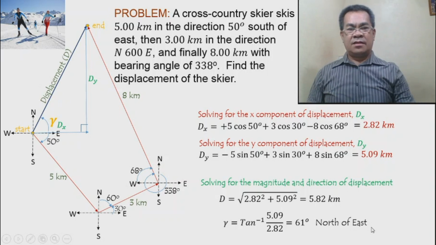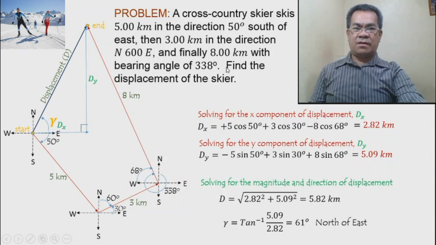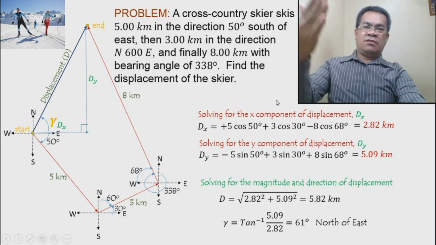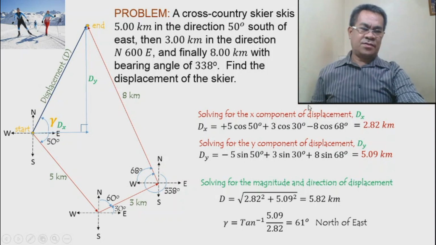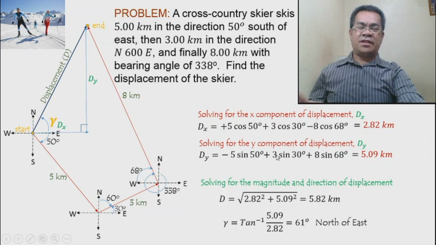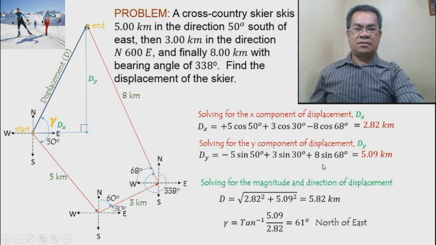That's it. That's the solution to this problem. If there are more displacements, then continue. You have to add for x, add for y for every movement, then sum up, do it the same. Be careful with the positive and negative. That's the important part. Okay, so that's all.